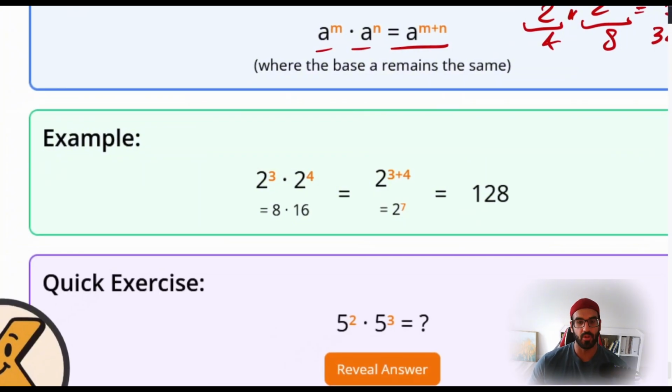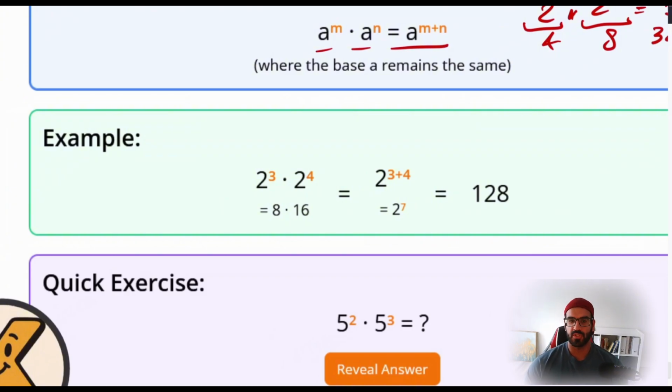Let's see another example. 2 to the power 3 multiplied by 2 to the power 4. Either I can find 2 to the power 3, which is 8, or find 2 to the power 4, which is 16, and multiply them together, or there's another way: I can just keep the base, add all of those exponents with each other, and keep the value.